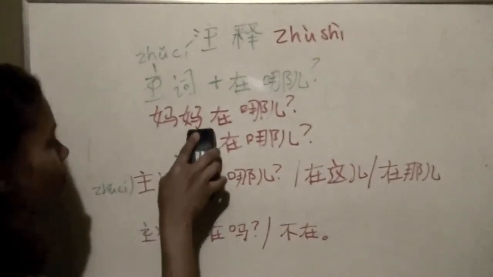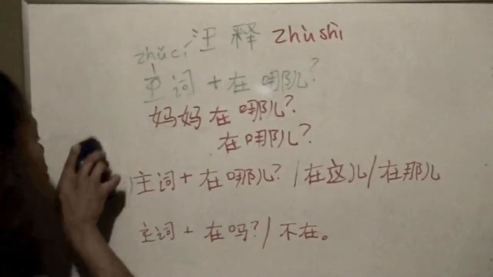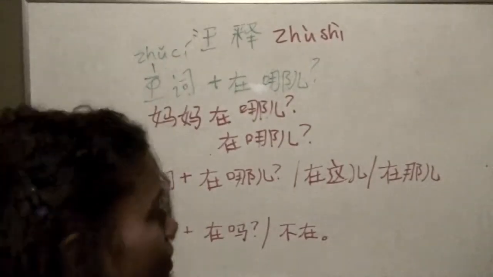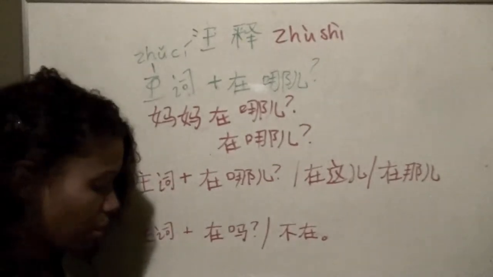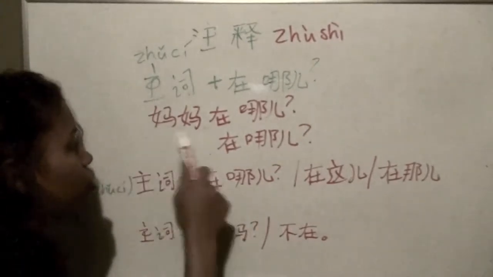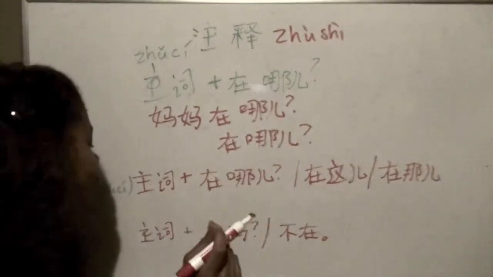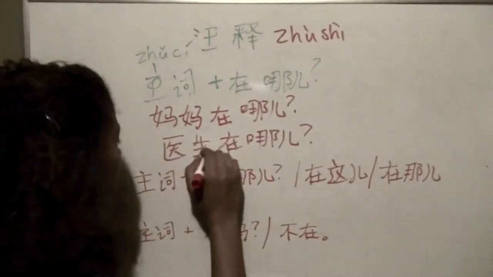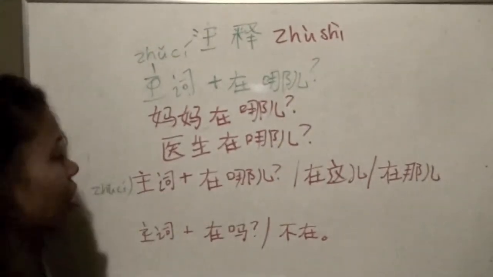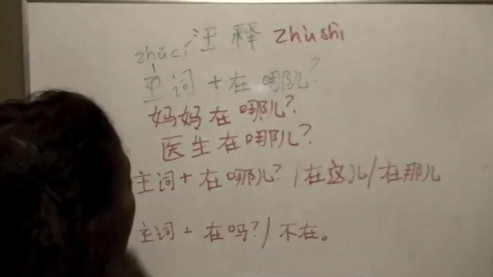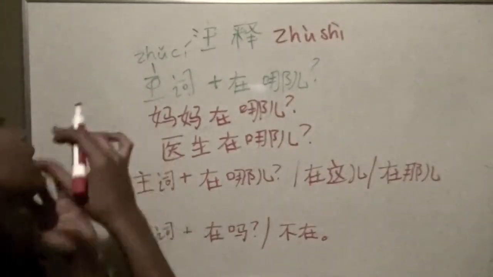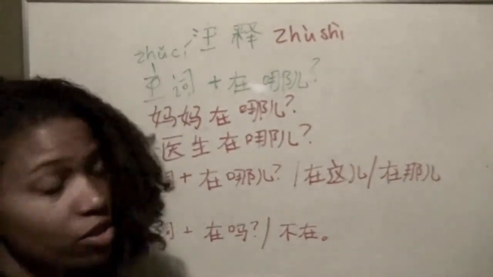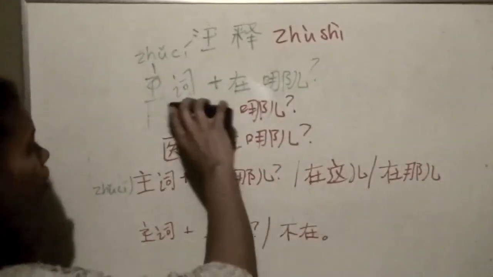I just want to keep giving you examples because I feel the more examples you have, the easier this will stick in your head. So just practice asking your friends, or someone who speaks Chinese. Try practicing these. 妈妈,医生,医生在哪儿? Where's the doctor? So just always put the subject, 主词 or 名词, at the beginning of the sentence. Where's the dog? Where's the teacher? Where's the student? Oh, 学生, right? 学生在哪儿?